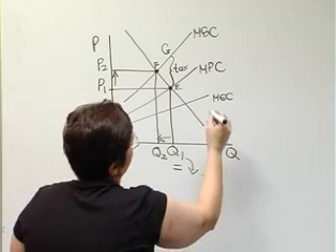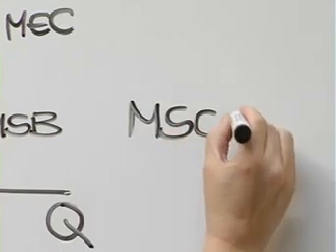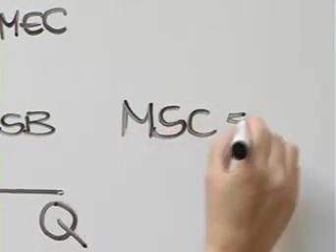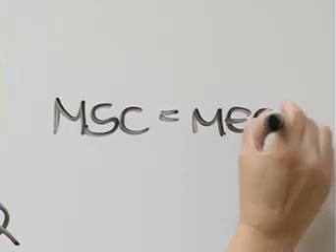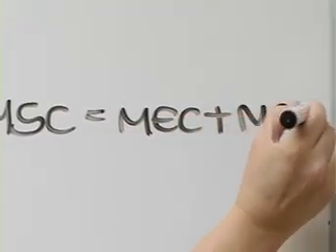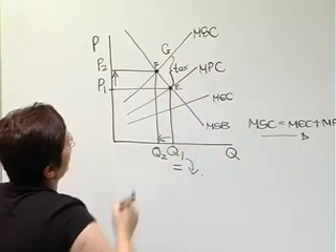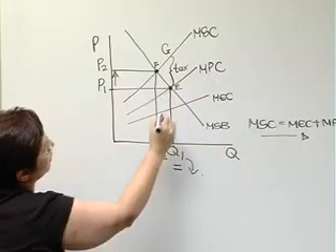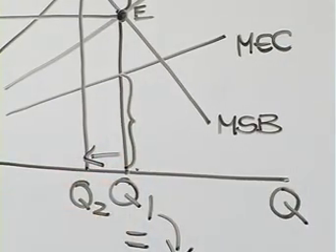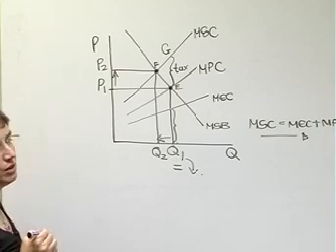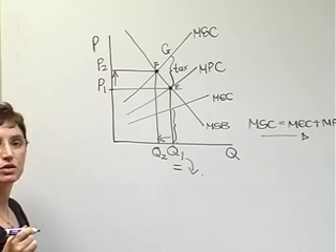And if you go and take a look, marginal social cost is equal to the marginal external cost plus marginal private cost, and the tax will also be equal to your marginal external cost there. And that is basically how government is going to address a negative externality.